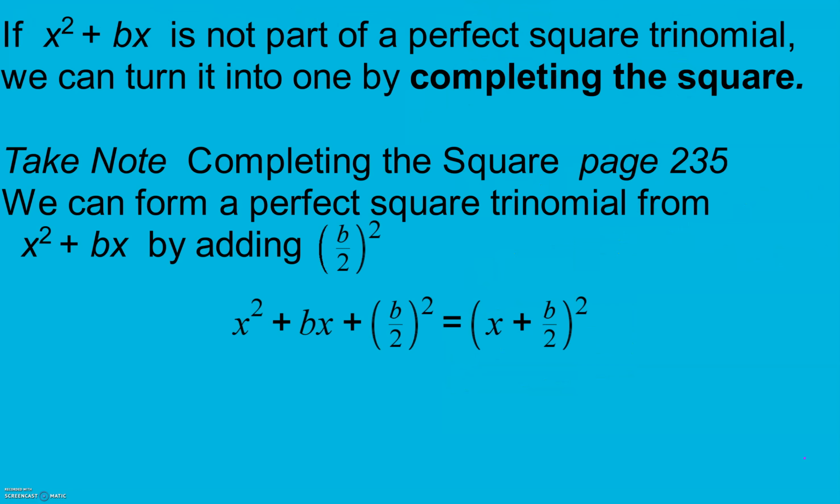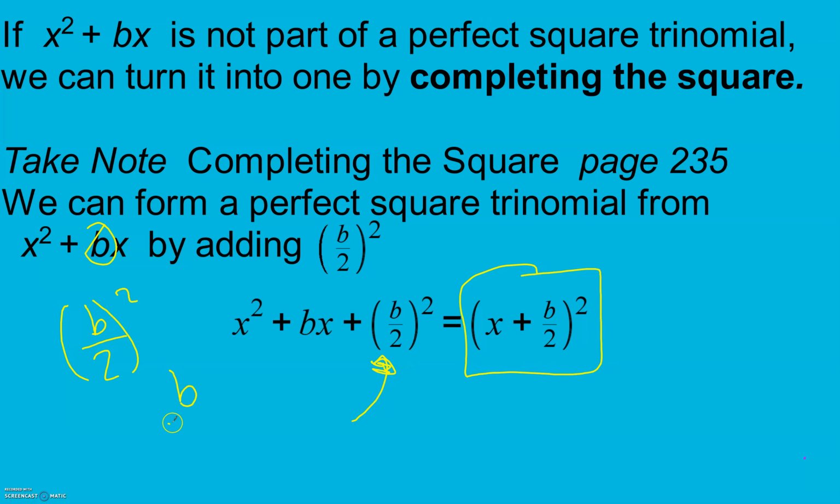So if x squared plus bx is not part of a perfect square trinomial, we can turn it into one by completing the square. If we look on page 235, we have a take note there. We can form a perfect square trinomial from x squared plus bx by taking our b, halving it, squaring it, and adding it to both sides. That allows us to write it as a binomial squared. Every single time when we do that, whatever we got when we took b divided by 2, that goes in my factor.